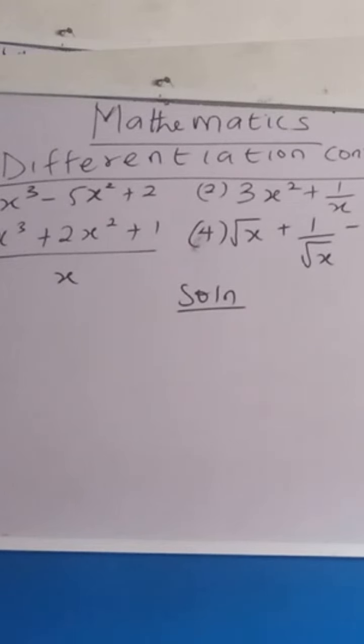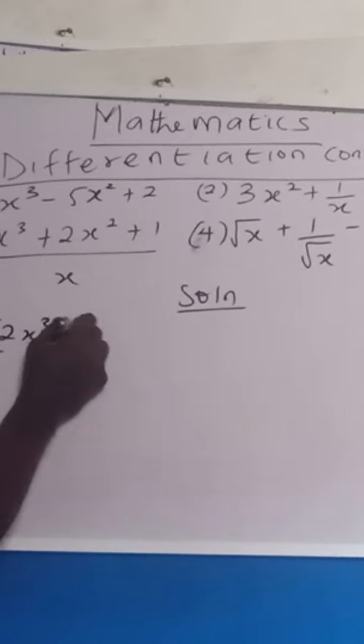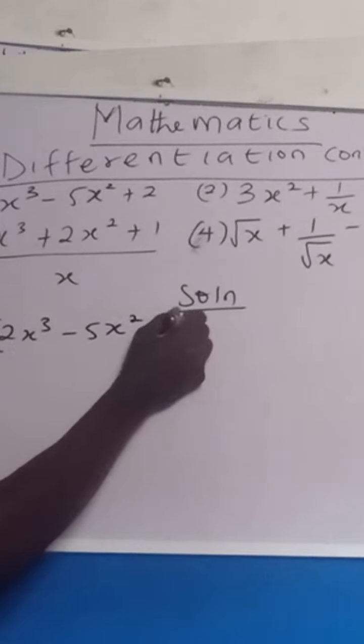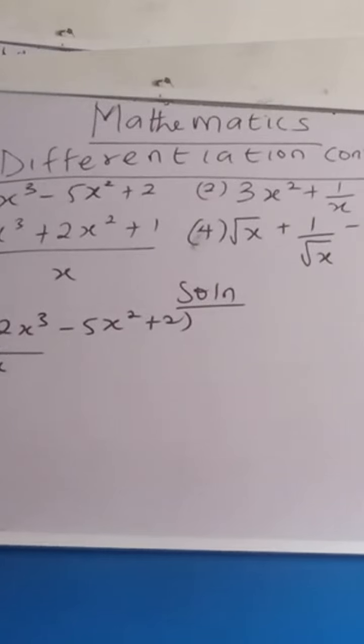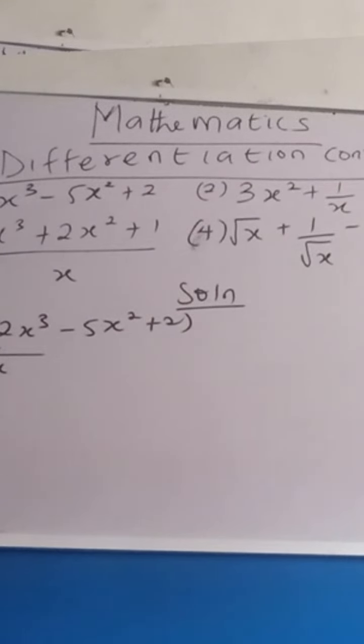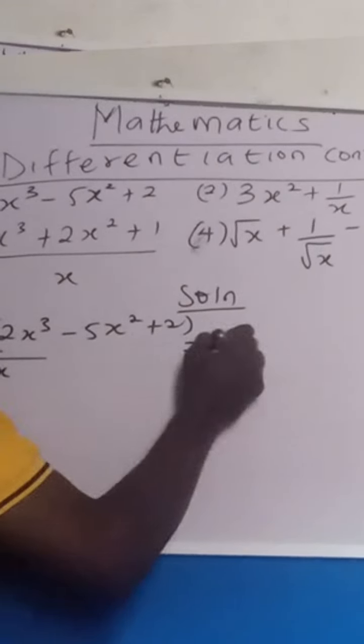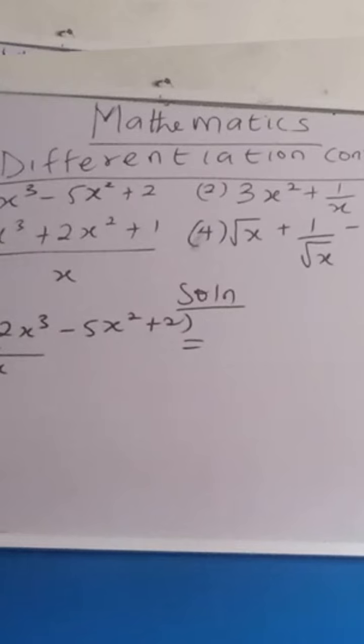dy/dx, right? We have to differentiate this: 2x^3 minus 5x^3 plus 2, all over dx. Remember, we're not using the first principle, because that will take us a lot of time. Using the first principle is going to take us a whole lot of time. That is why many times we don't use it. You basically don't need the first principle in that sense, but you need to understand how the first principle works.